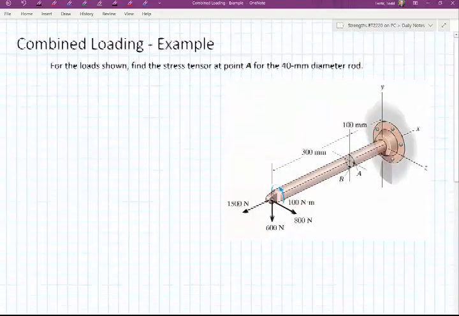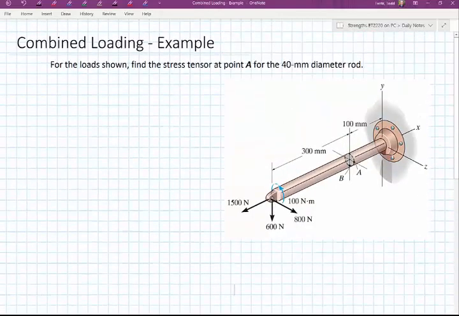All right, well, let's start by looking at an example here. In this case, we have a 40 millimeter diameter rod cantilevered out from the wall with these multiple loads on there. 1500 Newton load pulling on it, a 600 Newton pulling it down, 800 Newton pulling it in that Z direction, and 100 Newton meter torque.